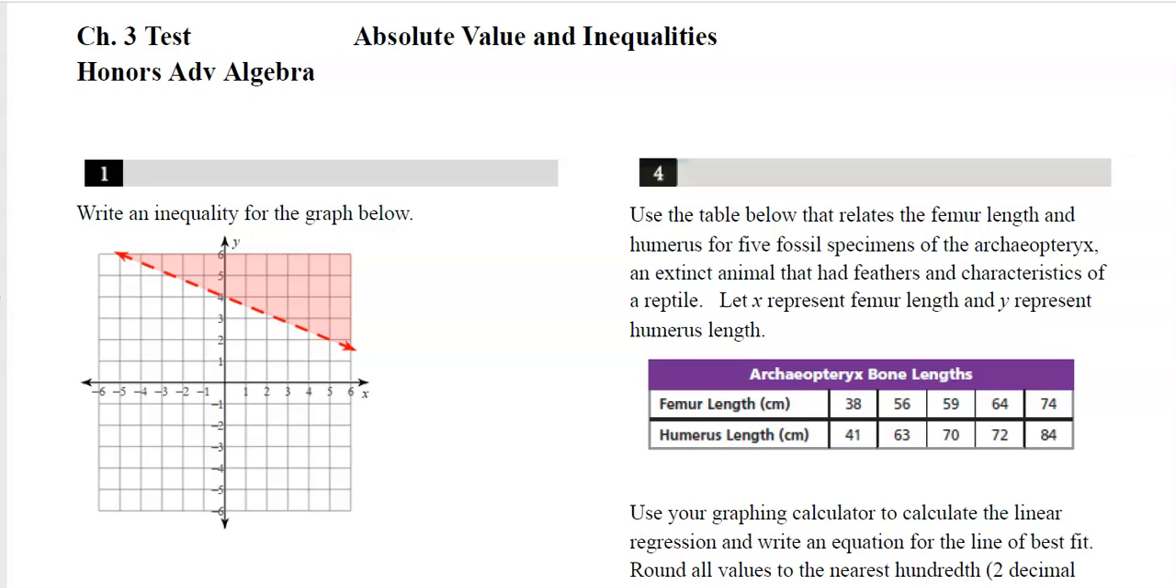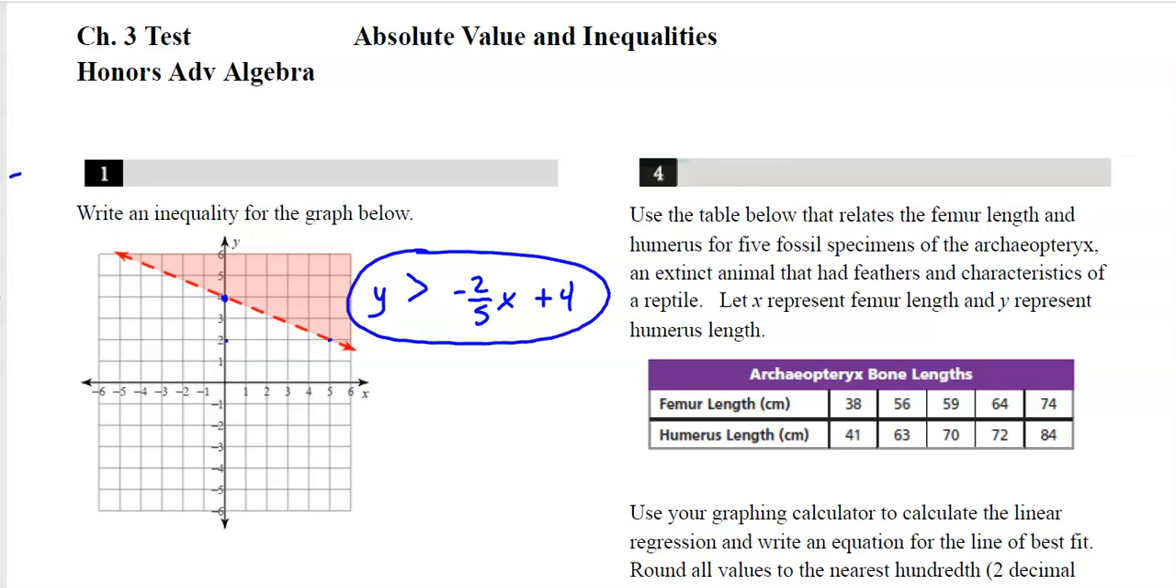Chapter 3, test solutions. Let's get right after it. Number 1 says that I got to write an inequality. It crosses at plus 4. It has a slope of negative 2/5. And it's shaded above the line, so it's going to be greater than. It's dashed, so there's no equal to. So the correct answer here is that right there.